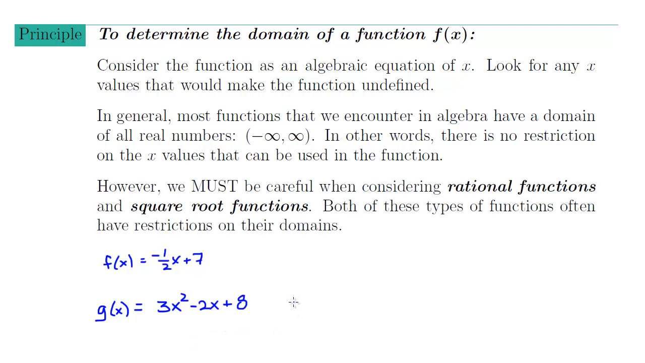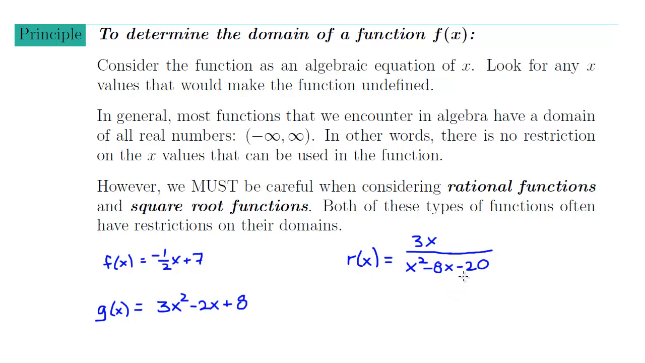Now, there are two functions that we have to be careful of. Those are the functions that we're going to focus on in this topic. Rational functions and square root functions are functions that both have restrictions on their domains. What am I talking about? Suppose I have the function r of x equals 3x over x squared minus 8x minus 20. A rational function, recall, is a polynomial divided by a polynomial, a ratio of two polynomial functions.